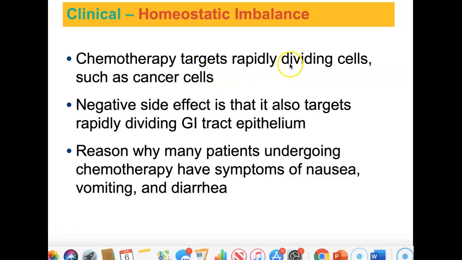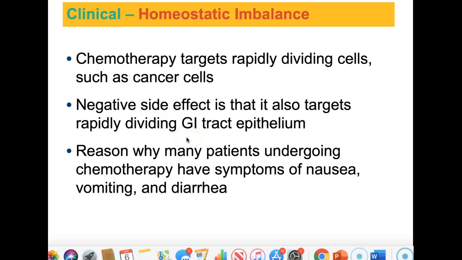Cancer cells are rapidly dividing, but so is the epithelial lining of your GI tract. Think of it as the food, the chyme, moving through. Just like when I talked about the mouth, when you put food in your mouth and chew it, some of the epithelial cells in your mouth go into the food. It's the same thing here. You're basically dragging the food through the small intestines, and some of that epithelial lining is going to come off into the chyme that you're moving through the intestines.